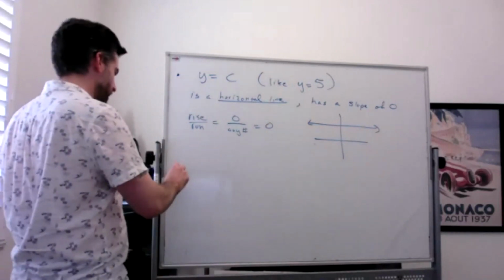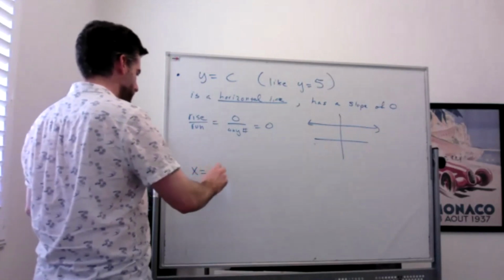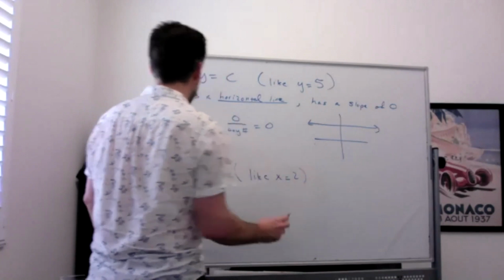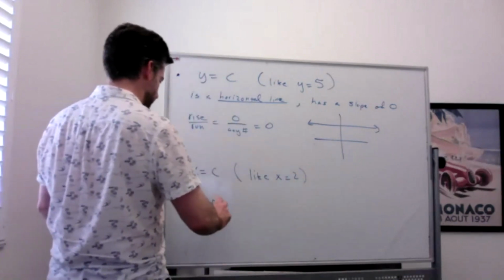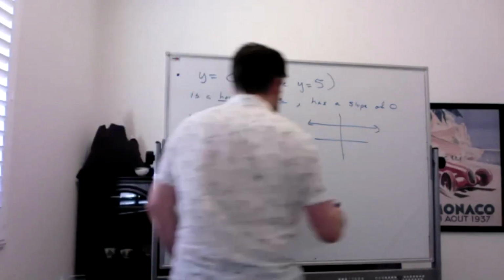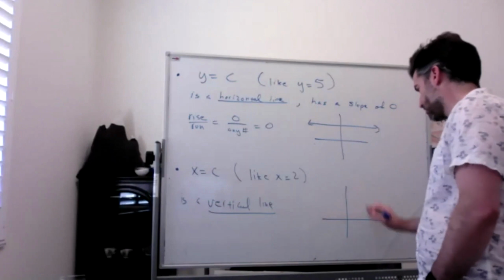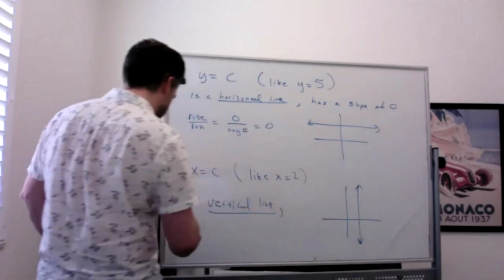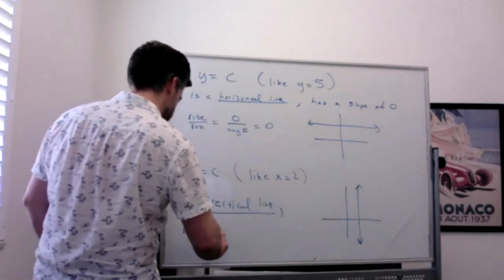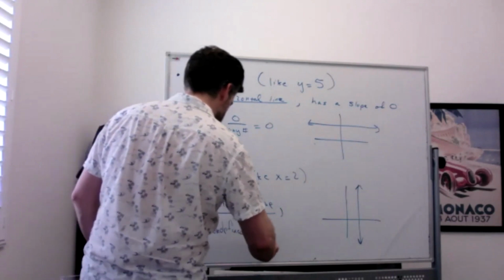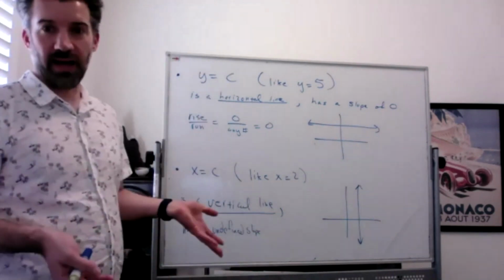On the other hand, x equal to c, like x equal to 2, is a vertical line. And it looks something like this. And it has an undefined slope. All rise over 0 run.